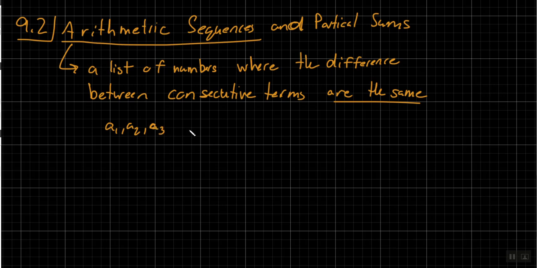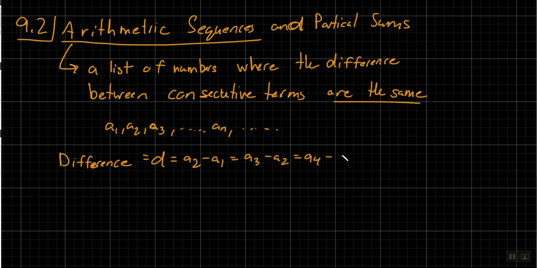It keeps going to A to the N, keeps going forever. The difference between these, we denote as a D. What are two consecutive terms? Yep, so I take A2 minus A1. That should be the same difference as A3 minus A2, which is the same as A4 minus A3, and so on and so on, forever and ever.